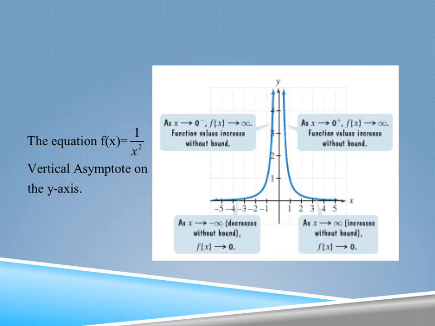So if you look at this graph, this is the parent function of 1 over x squared. Notice that both the curves are in the top now. Instead of it being top right, bottom left, they're both up. Okay? And this is that notation we were just talking about.